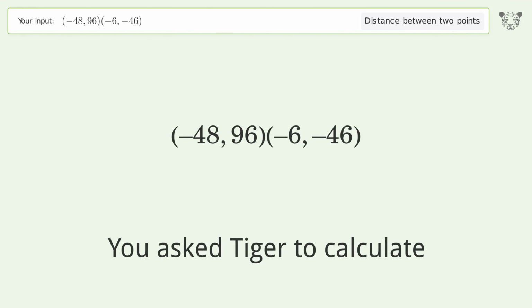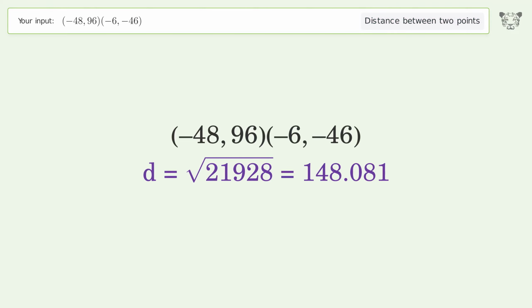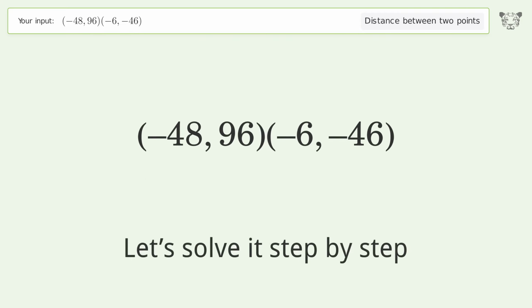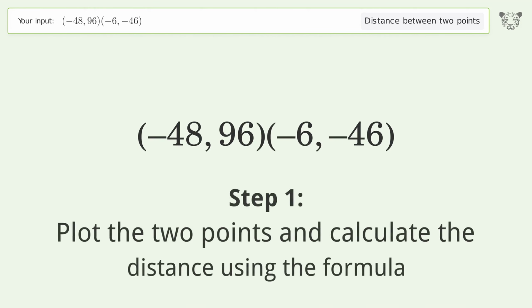You ask Tiger to calculate. This deals with the distance between 2 points. The distance between the 2 points is the square root of 21,928, or 148.081. Let's solve it step by step. Plot the 2 points and calculate the distance using the formula.